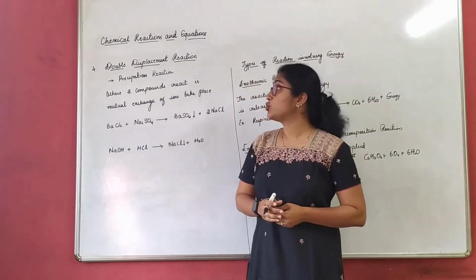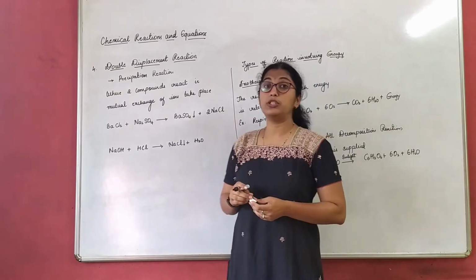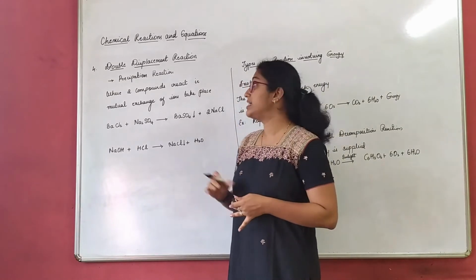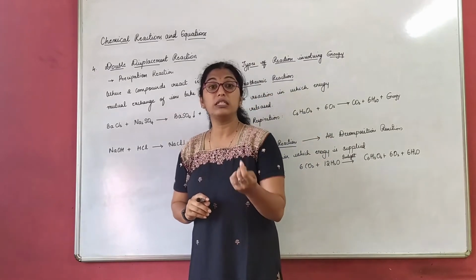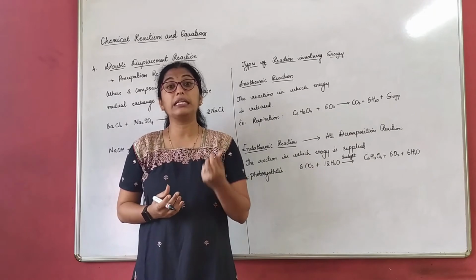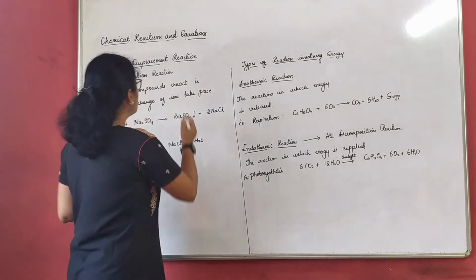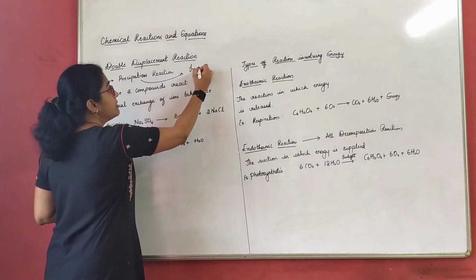We move on to the next one, double displacement reaction. Double displacement reactions are also known as precipitation reactions, because they leave some residue behind, which is nothing but insoluble salts. So these precipitates are nothing but insoluble salts.